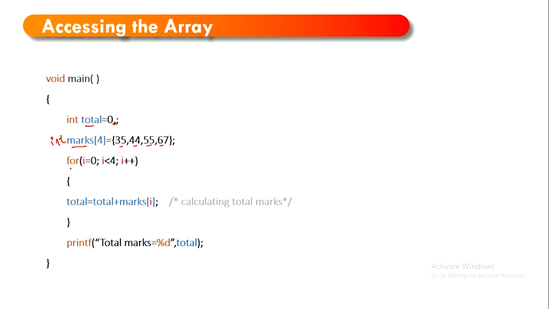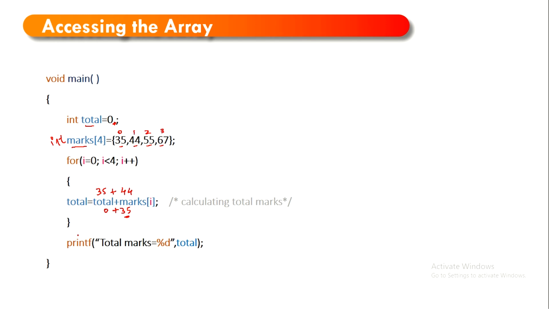Using the for loop, we begin i with 0 and keep incrementing it and calculating the total. Initially the total we have set as 0. In the first iteration i is 0, so the total will be 0 plus marks of 0. Marks of 0 is the 0th index, which is 35. So now the total value has 35 in it. In the second round, 35 will be added with marks of 1. 1 means the first index, and the first index is 44. So this is index 0, this is index 1, index 2 and index 3.